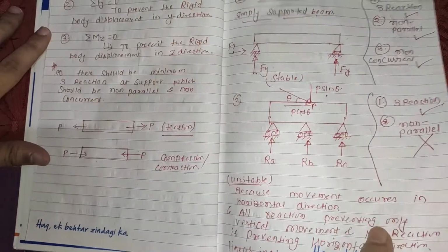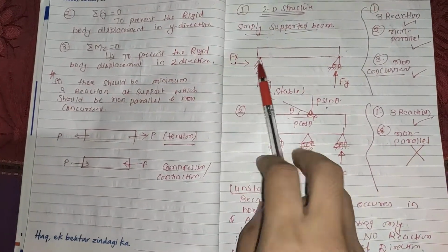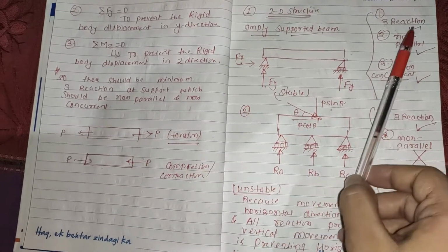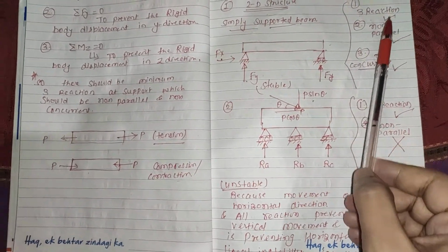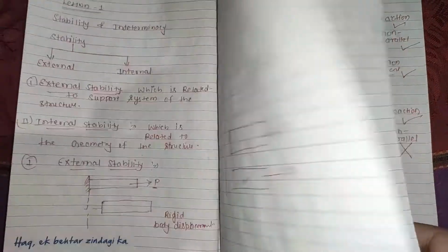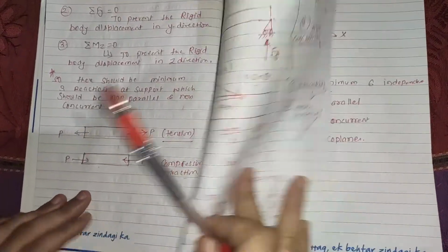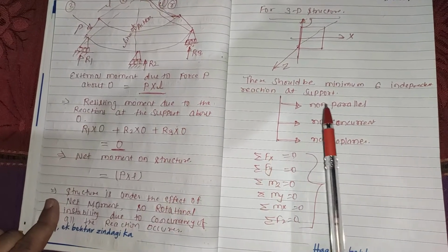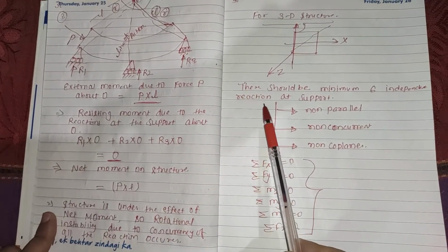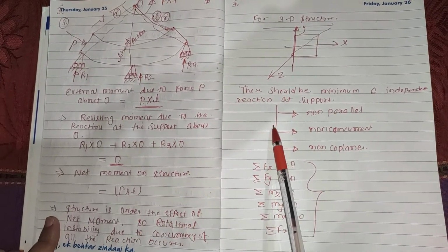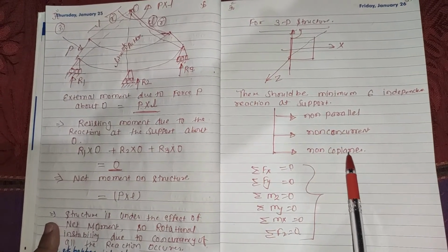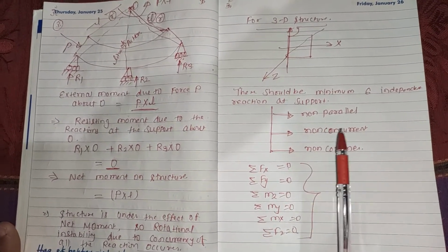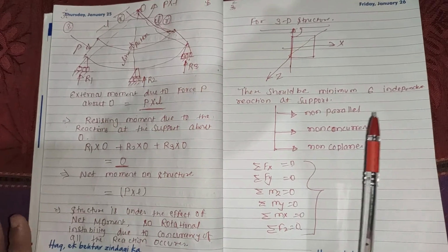In a 2D structure we satisfy the stability condition by having 3 reactions, non-parallel, non-concurrent. Okay, but in case of a 3D structure, satisfy the condition of 6 independent reactions, non-parallel, non-concurrent and non-coplanar. This is the finishing of the first lecture.